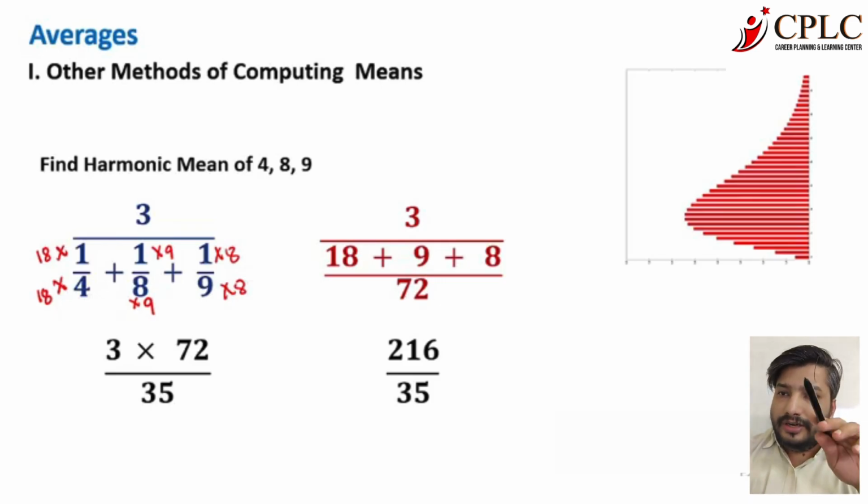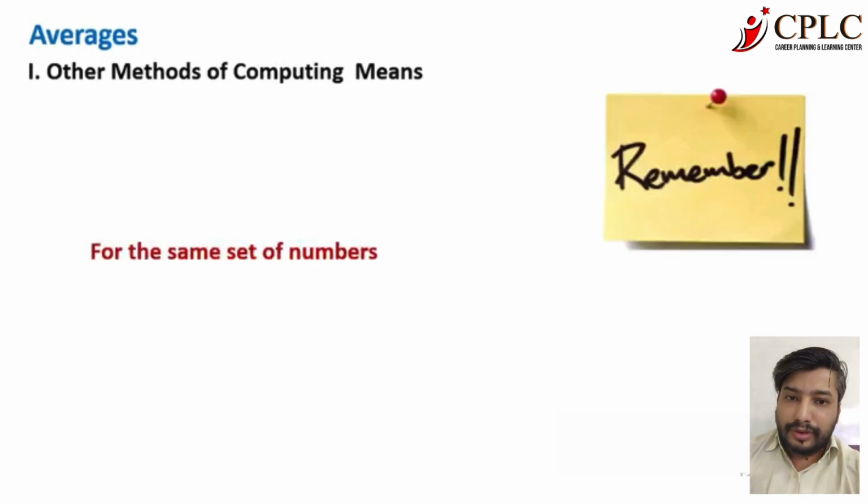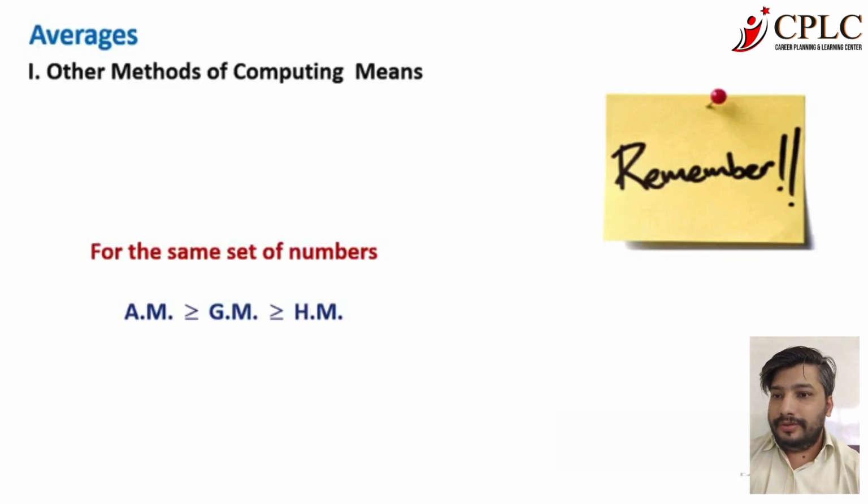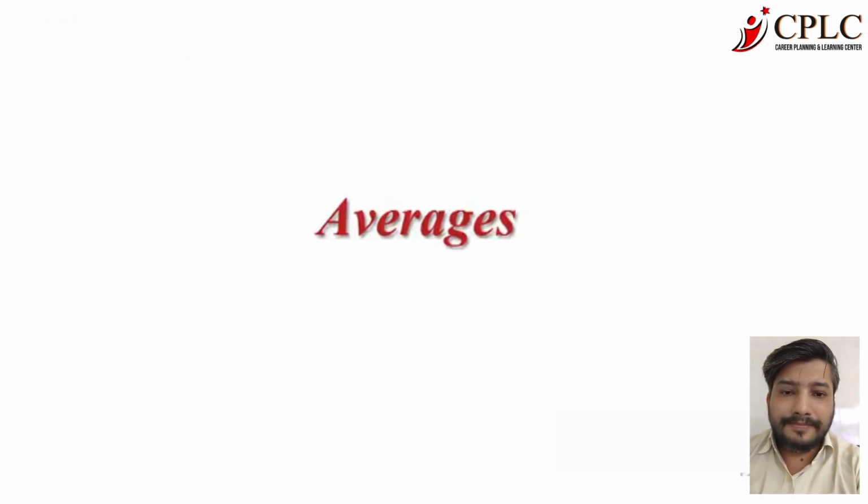Now there is one more thing that you need to remember, that there is a relation between all the three means. Obviously arithmetic mean is always going to be the highest among all three, followed by geometric mean, followed by harmonic mean. So arithmetic mean is greater than or equal to geometric mean, and geometric mean is greater than or equal to harmonic mean. So that is one relation that you also need to remember. So these are the concepts that are related to averages. We'll see the questions right now in some time.